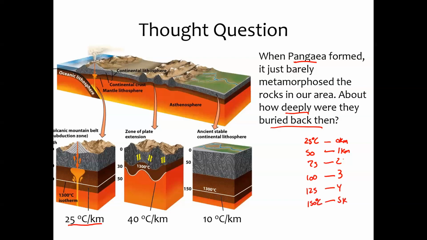Maybe we can say then that when Pangea formed, the rocks in our area in Tennessee were probably about 5 kilometers underground at that point, give or take. At least those ones that were just barely metamorphosed. So what's happened since then? Well, those 5 kilometers of rock have probably been eroded away since then.